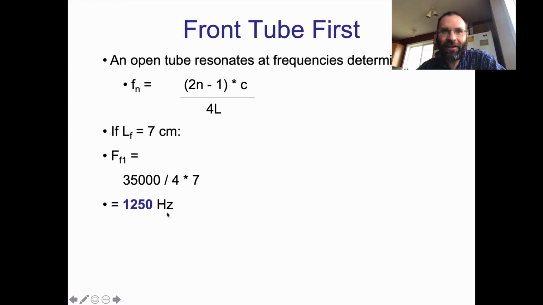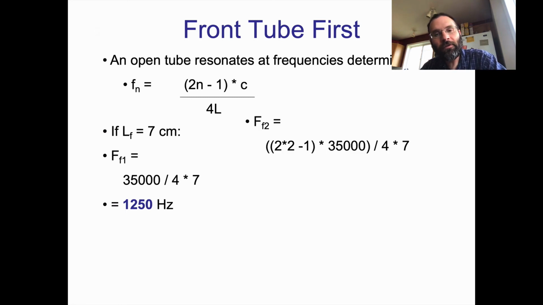I'll just say this again in case I wind up reusing these lecture notes for whatever reason, but if we have an in-person final exam in the hopeful future, you can bring a calculator to it, and this is why, so that you don't have to do this math in your head. But 35,000 divided by 28 is 1250, so that's our F1 for the front tube.